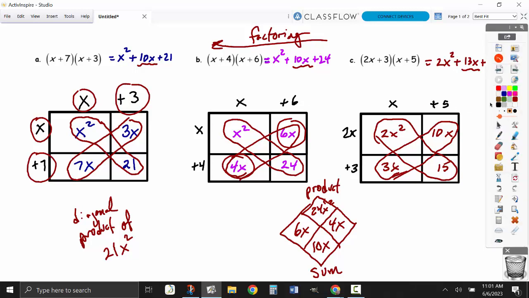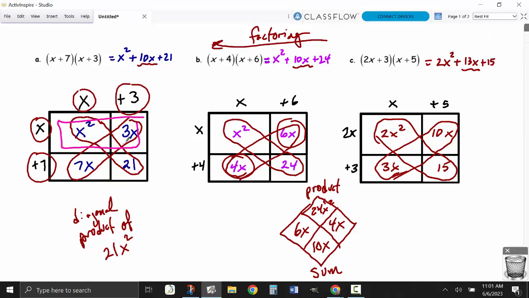What I mean by that is, if you look at these two boxes, the greatest common factor they share is x. If you look at these two boxes, the greatest common factor is 7. These two boxes, the greatest common factor is x. These two boxes, their greatest common factor is 3. So the outside dimensions are the greatest common factors of their row or column.